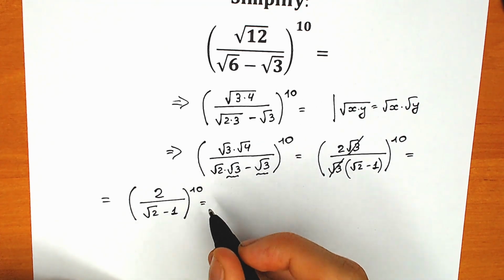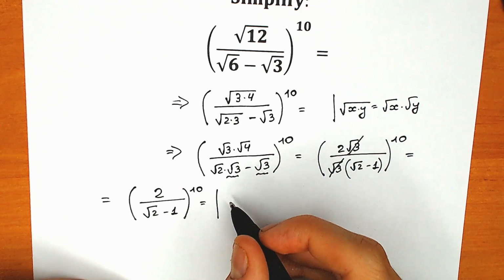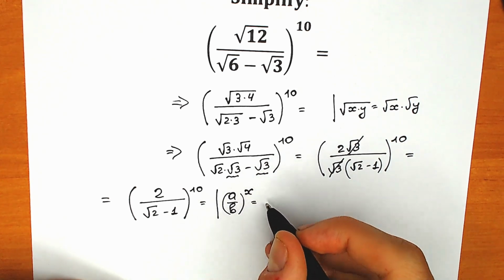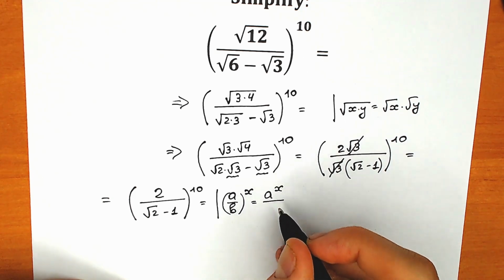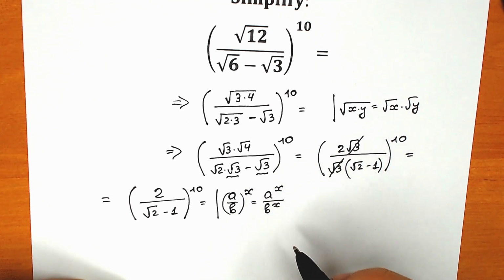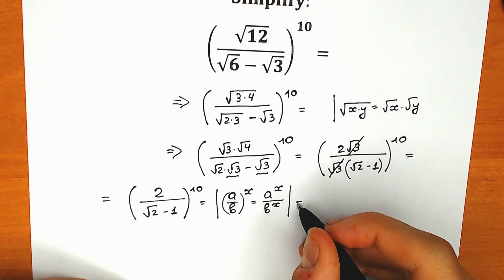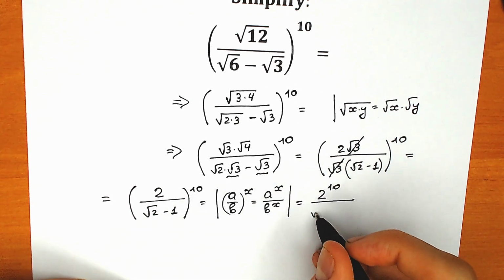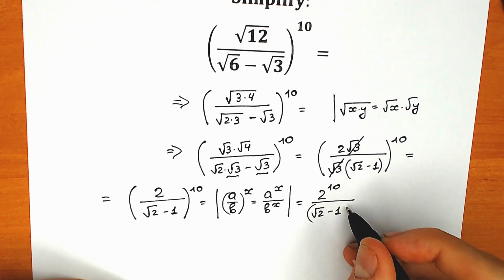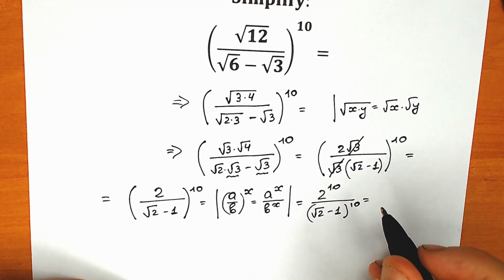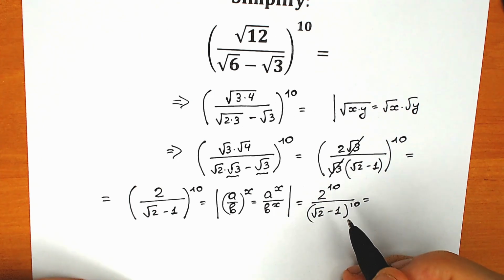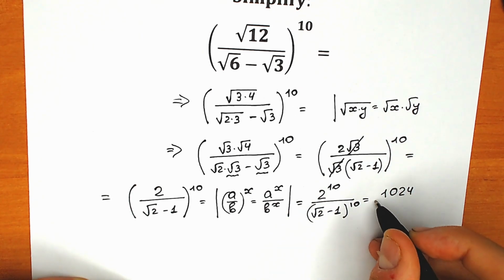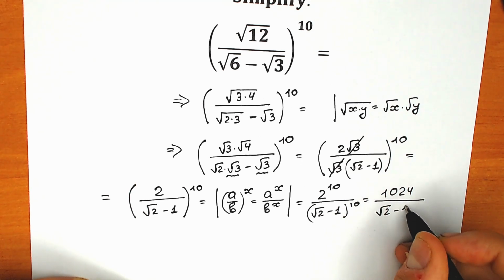Right now we need to know a really great property. Whenever we have an expression that looks like a over b raised to the power x, we can easily raise our numerator to the power x and our denominator to the power x, so b to the power x. So right now let's do this. As a result, we have 2 to the power 10, and we divide all of it by square root of 2 minus 1, all raised to the power 10. In our numerator, 2 to the power 10, everyone knows what it is equal to. It is equal to 1024.